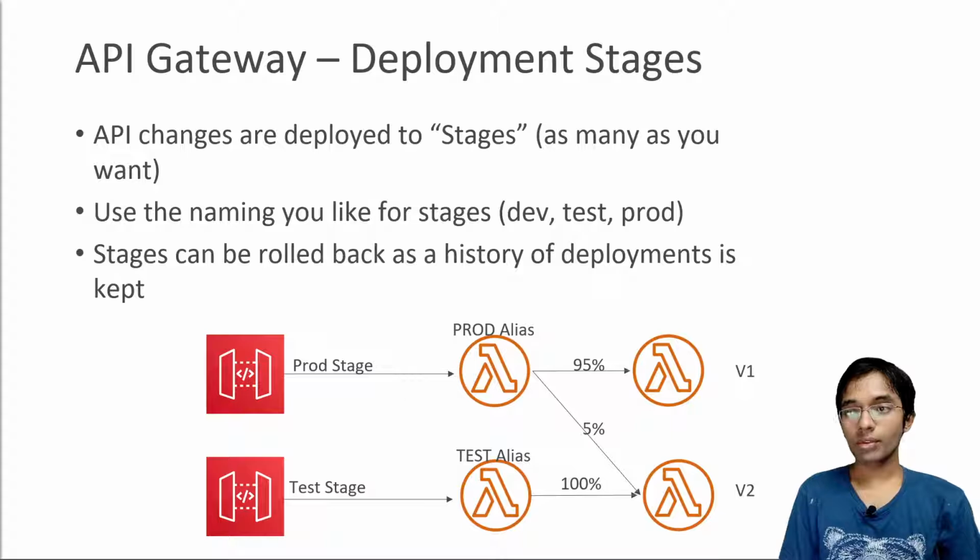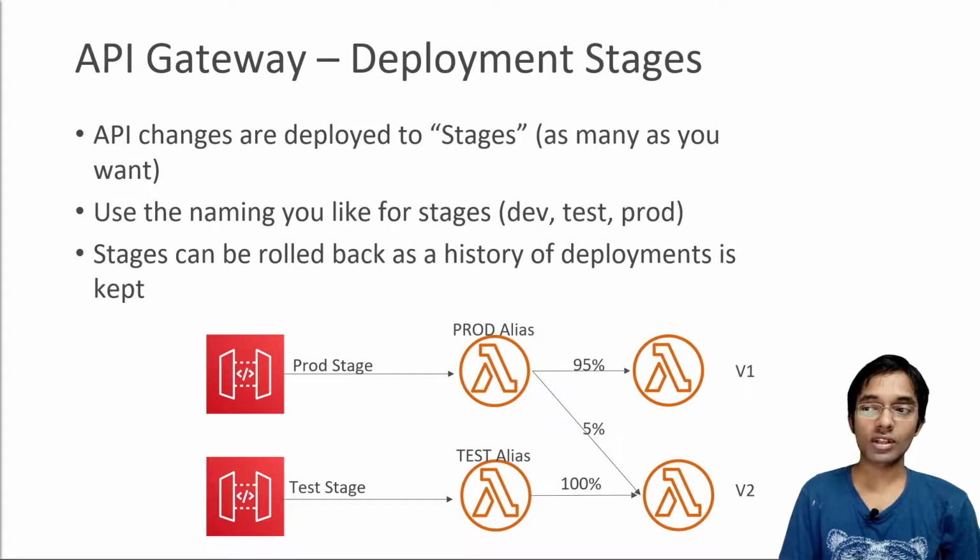Something we have already seen are the deployment stages. So the API changes are deployed to stages. We can have as many stages as we want, and you can name them whatever you want, but some of the conventional names are, for example, dev, test, prod, staging, and so on. And these stages can be rolled back, as a history of the deployment is kept with the API Gateway, so you can roll back to previous stages in case your deployment was wrong. It's a really neat feature in case you do something bad and want to go back in time.